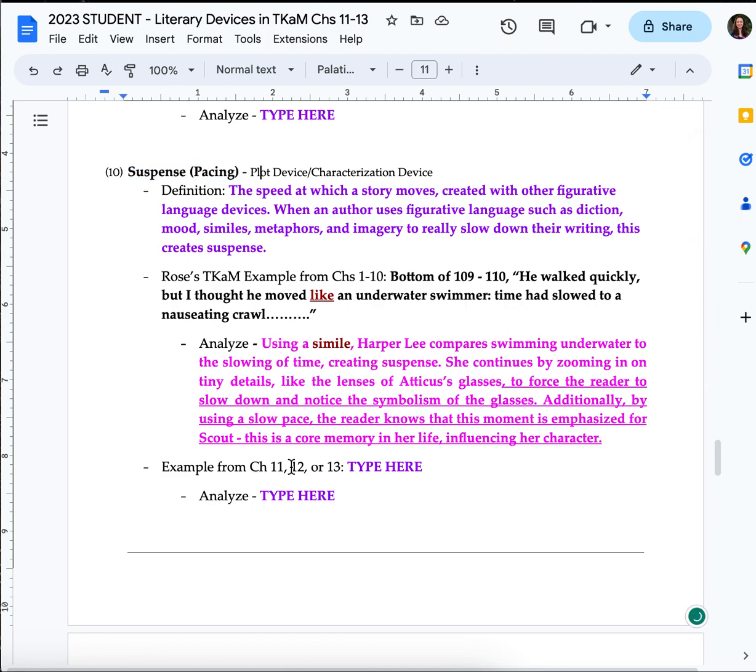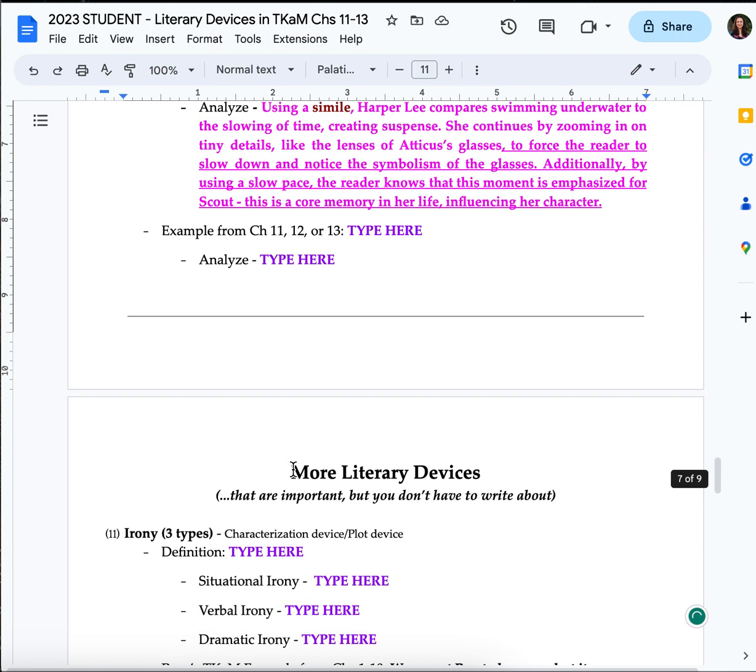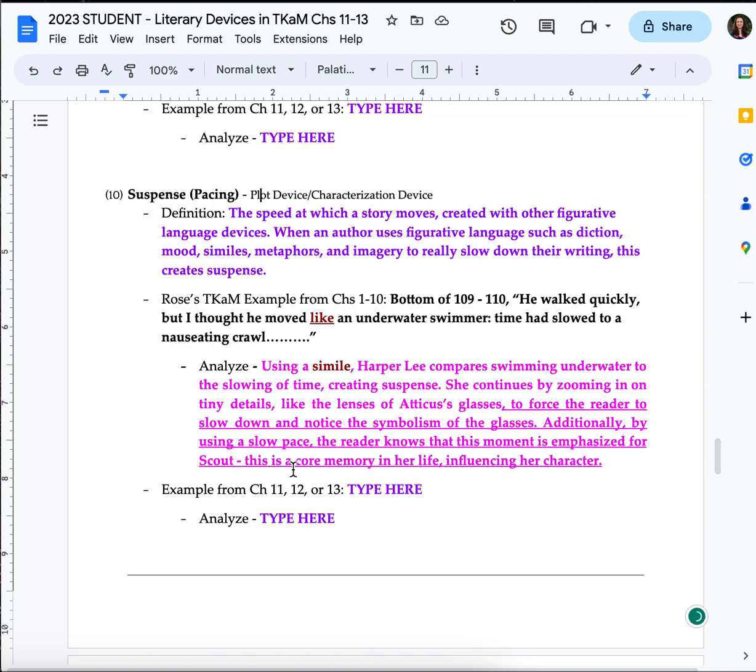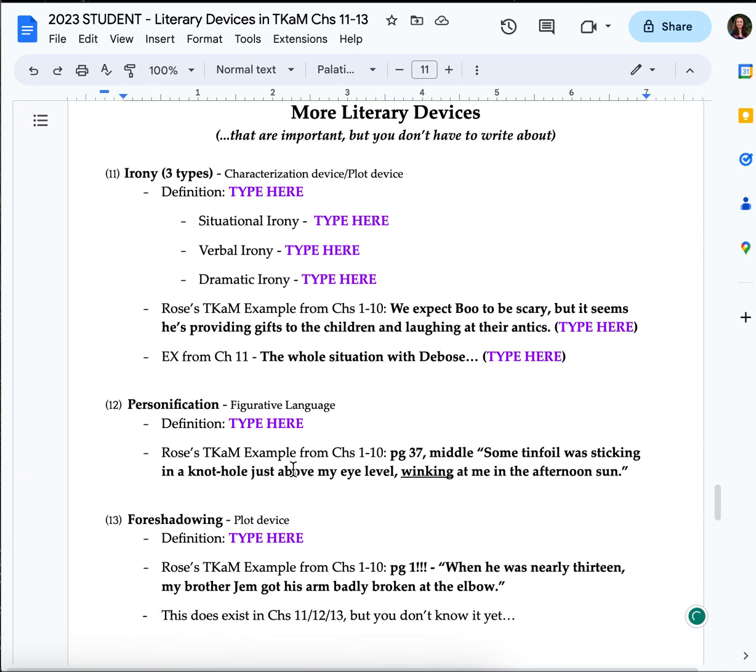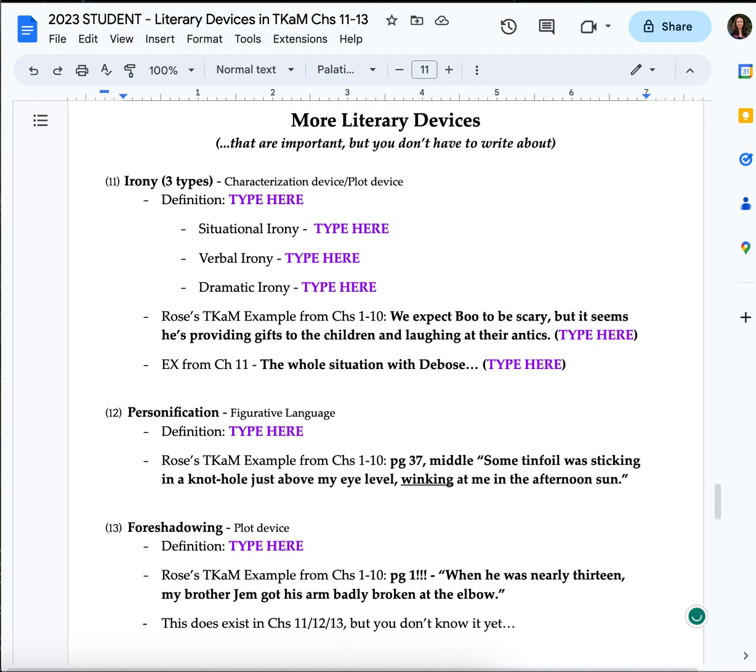I know I can think of one in chapter 11, but 12 and 13 have them too. All right. So those are the only 10 you have to analyze, but we're still going to grab a couple more notes because you should be able to apply these 3 in To Kill a Mockingbird as well. So let's just grab these notes quite quickly before I conclude this video and set you off to work.